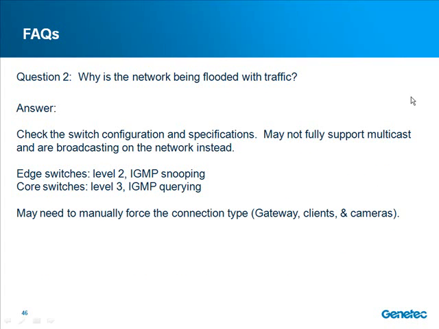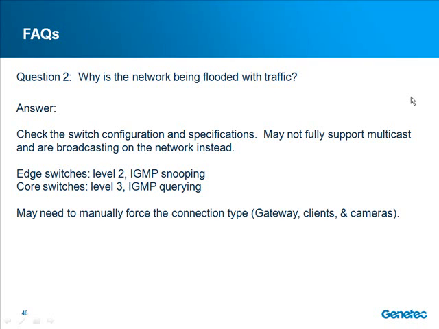So our second question: why is my network being flooded with traffic? If you're having a flooding issue, the first thing you want to check is the switch configuration and specifications. Some switches say they support multicast, but in reality they're only broadcasting the multicast stream on all the ports. You'll also want to make sure the switches meet our requirements. Edge switches should be level 2 and support IGMP snooping. Core switches should be level 3 and support IGMP querying, as previously mentioned.